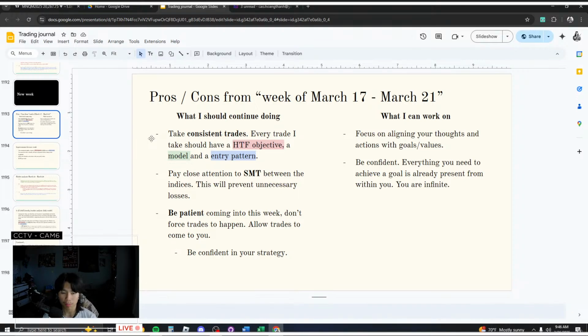Second, paying close attention to SMT and when there's a lack of SMT. This allows for an understanding of if there's going to be a continuation, if there's been manipulation, and it just prevents unnecessary losses. Third, being patient, allowing the markets to come to you.